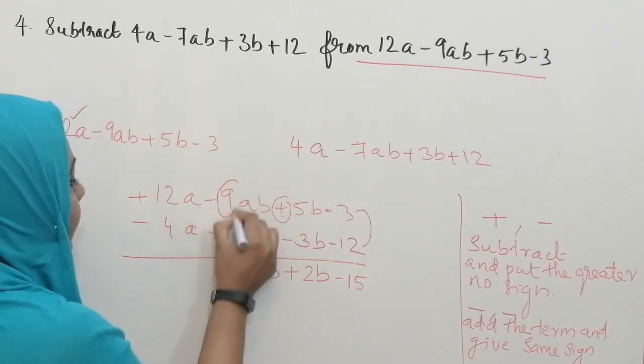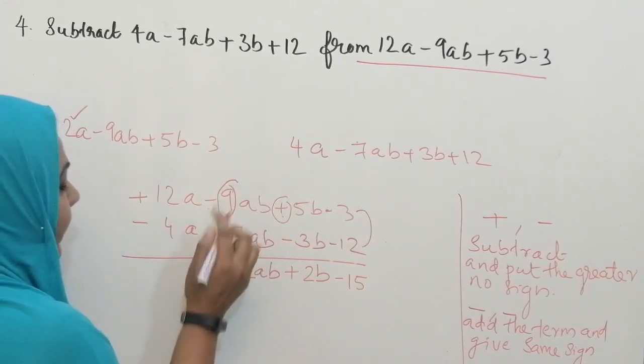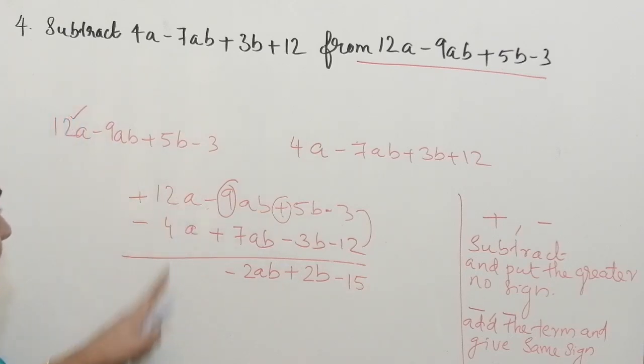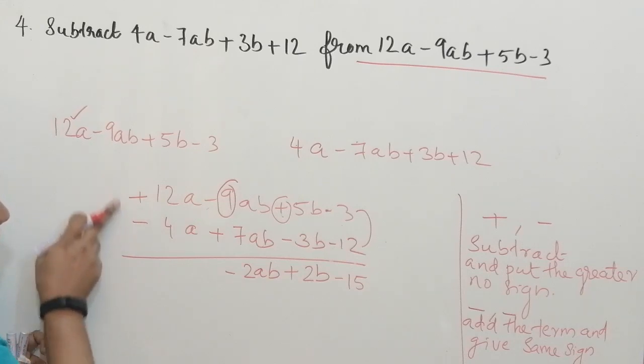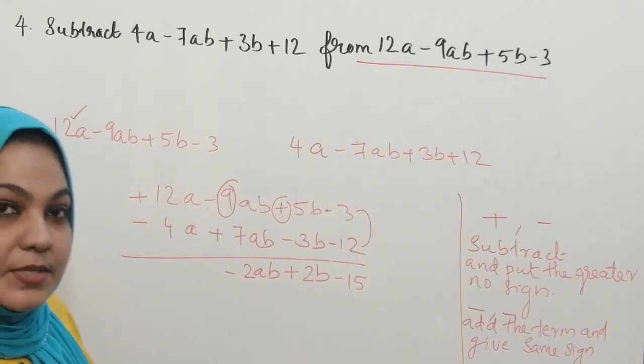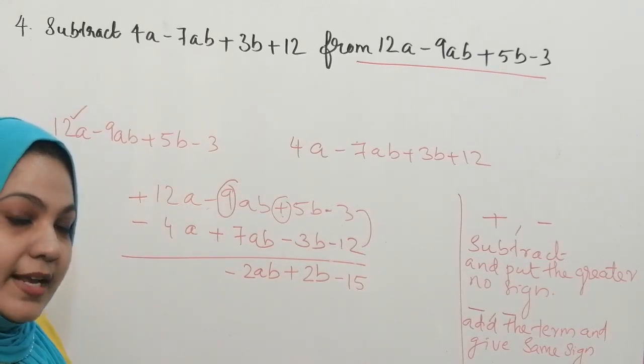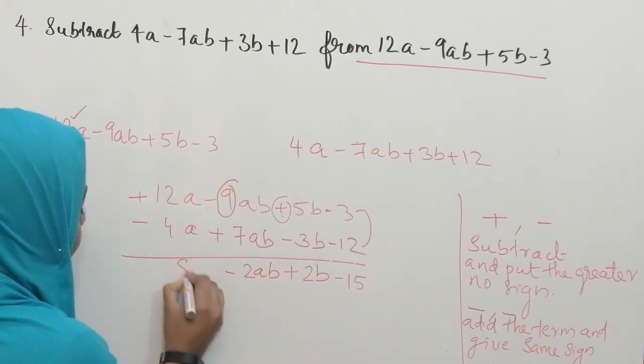So that means what is the greater number here? 9. So what is the sign of 9? Minus. So next another term. So here you can see 12a and 4a. Here also different sign. So different sign comes means you have to subtract and give greater number sign. So 12 minus 4, 8.